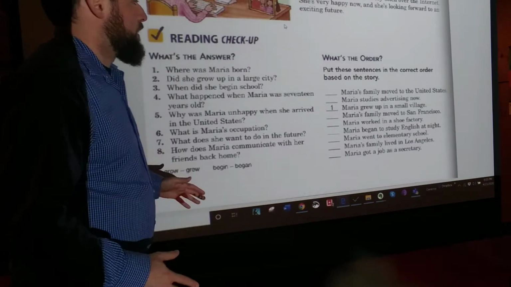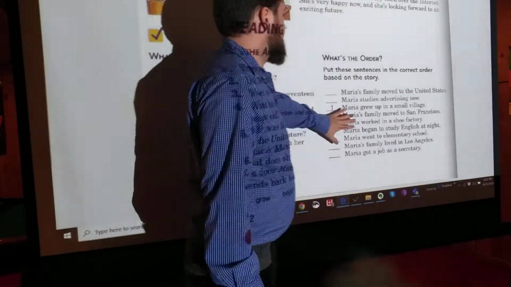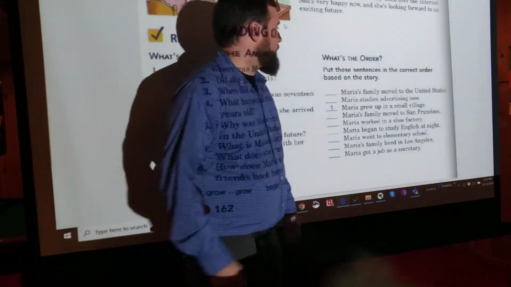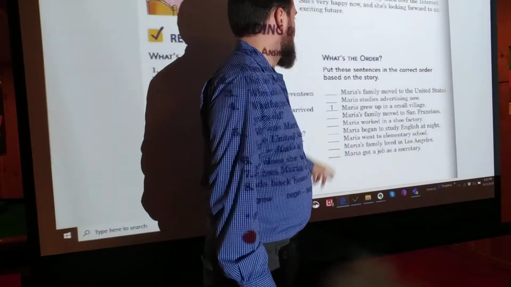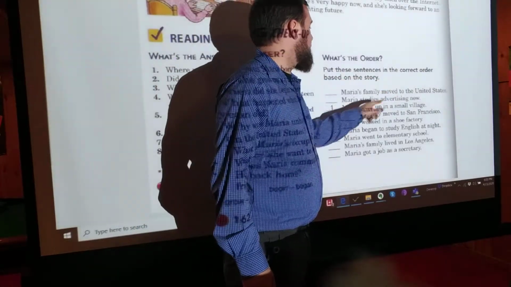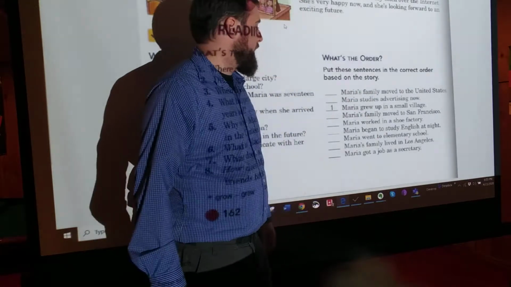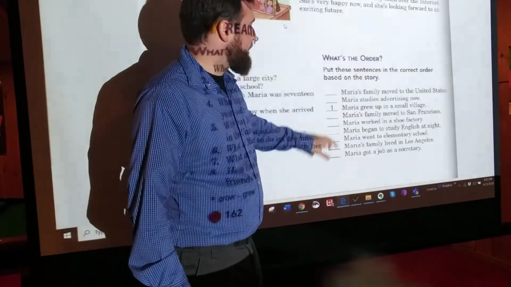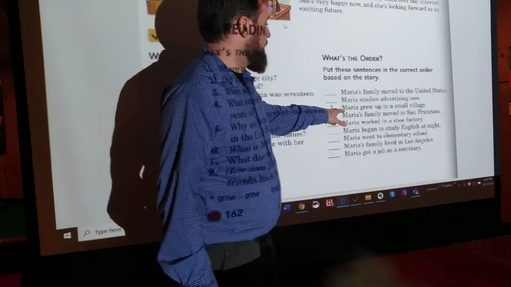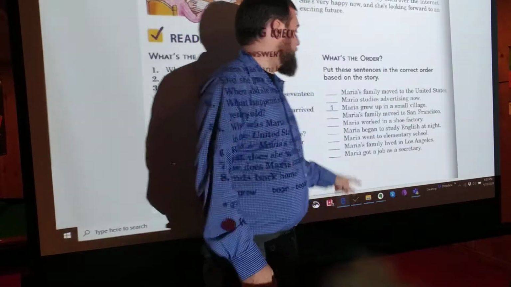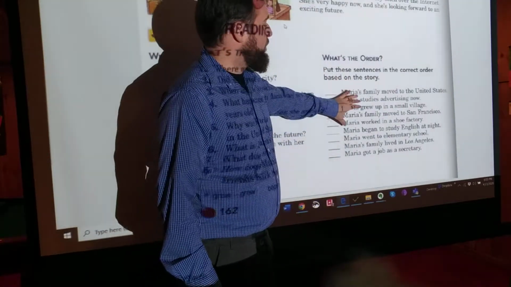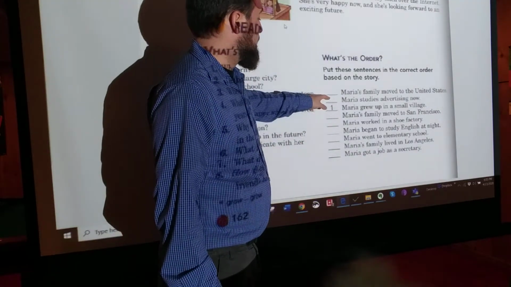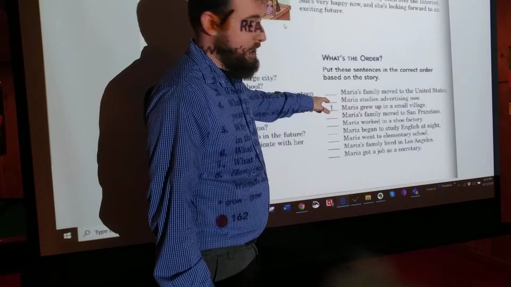Good. All right. So next, we're going to do this one. This one I like. You really got to think about this one, okay? This one, it says, what's the order? Put the sentences in the correct order based on the story. Okay, so here is where you'll need your printed page. Take your page where you printed this out. They wrote number 1 here, Maria grew up in a small village. That's the first thing that happened in the story. Now you got to read all of these together and then find out where am I going to write number 2. What's number 2? What's the second thing that happened?